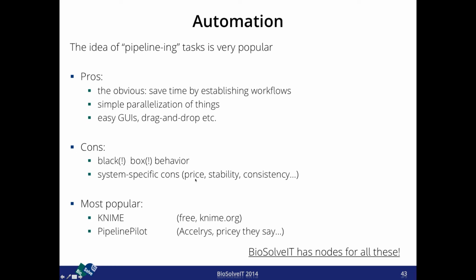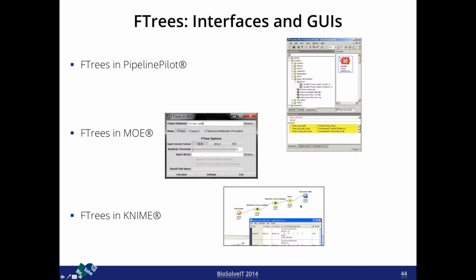The two most popular I would like to mention right away are KNIME, which is free. You can download this from knime.org. This has been developed by the University of Konstanz in the very south of Germany by the beautiful Lake Constance, the Bodensee as we say in German. And there is Pipeline Pilot available from Accelrys, and we do have nodes for all of these. So just feel free, whatever you have or whatever you would like to use, and just get in touch with us.